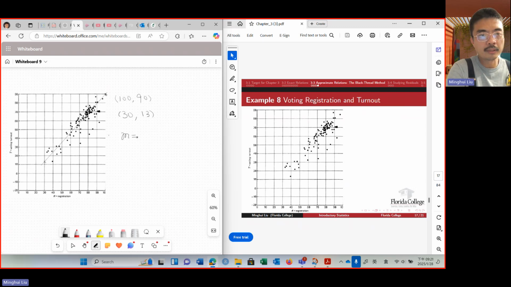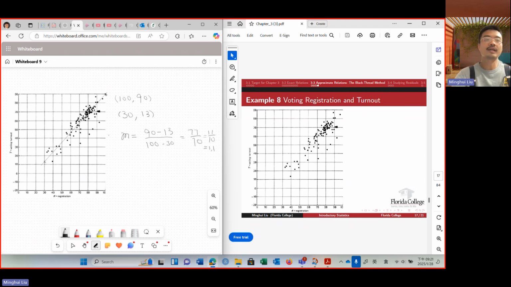The slope m is calculated as the rise over run. So it's the change in y divided by the change in x, in other words, 90 minus 13 divided by 100 minus 30. The numerator turns out to be 77 and the denominator is 70, and this turns out to be 11 over 10, or in other words 1.1. Either way is fine. So this is the slope.